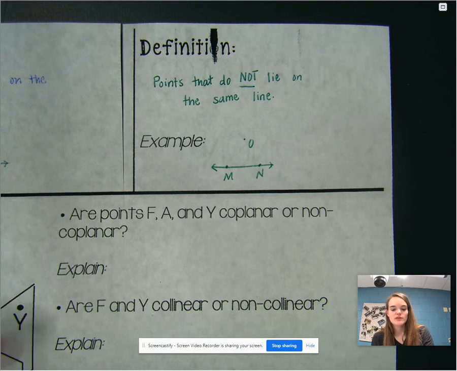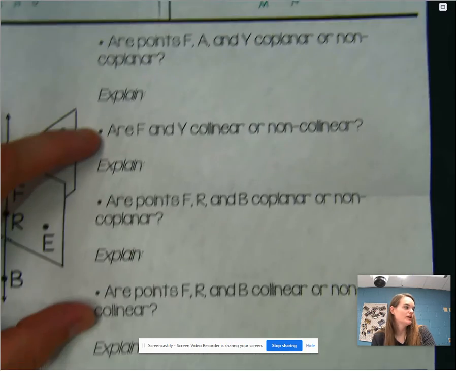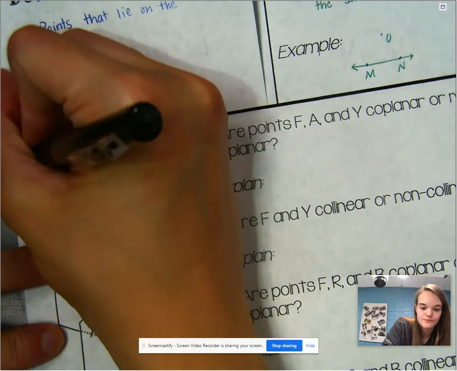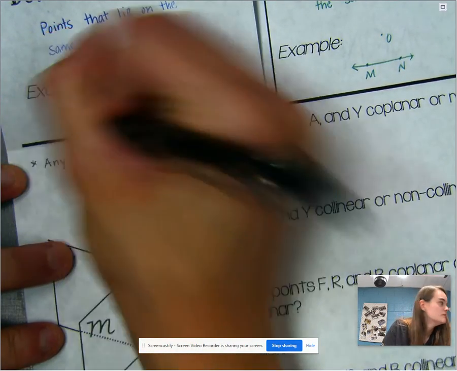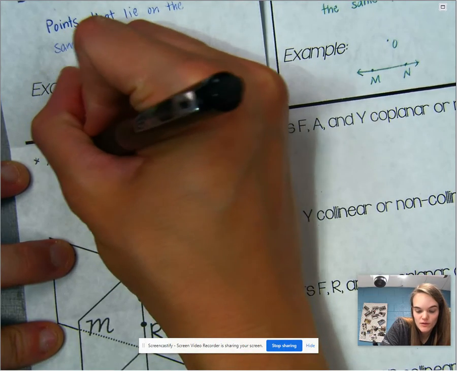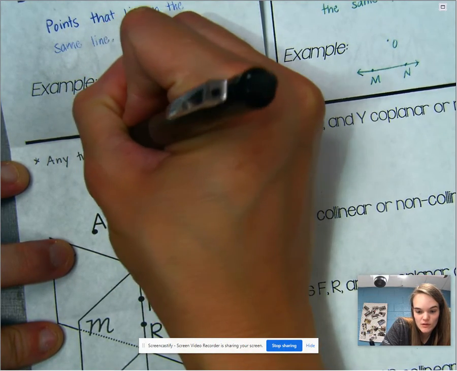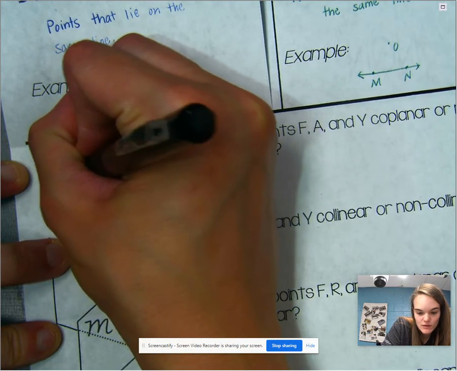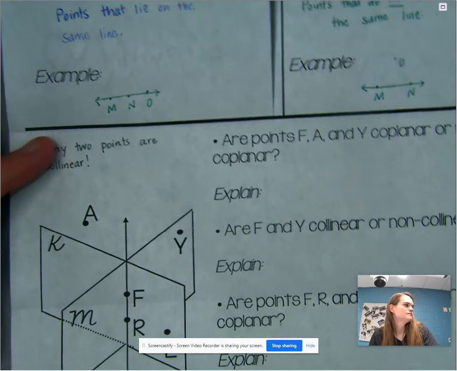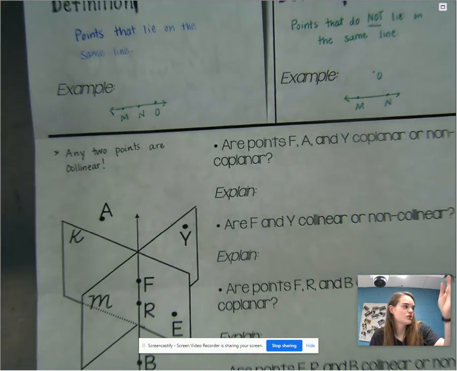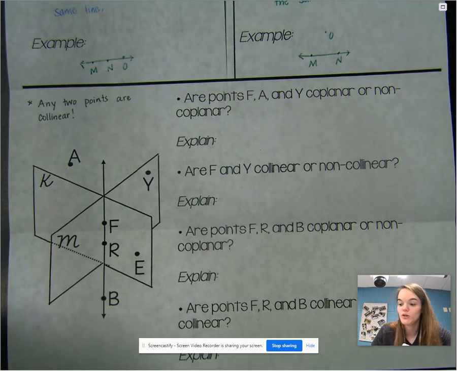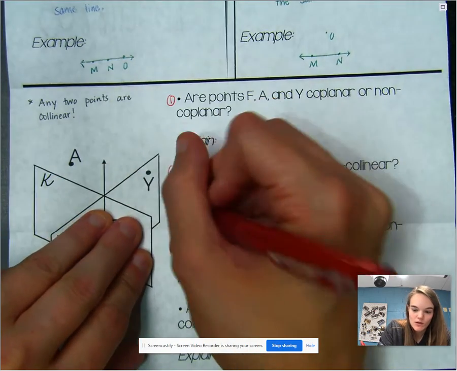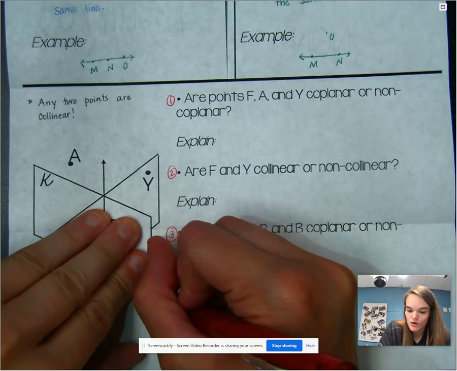Let's go ahead and answer these two questions since they are about collinear and non-collinear. Then we'll talk about coplanar. Before we do that, we're going to write down what I just said: any two points are collinear. So we're going to skip to number 2. I'm going to number these so you know what I'm talking about. If you need to write them, take a minute and write them. So 1, 2, 3, 4.